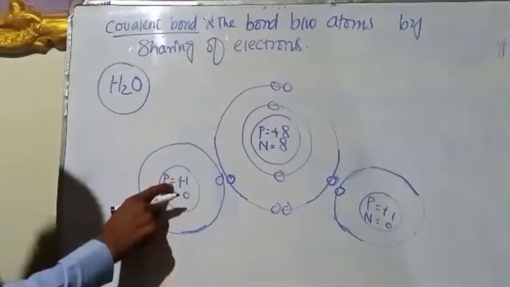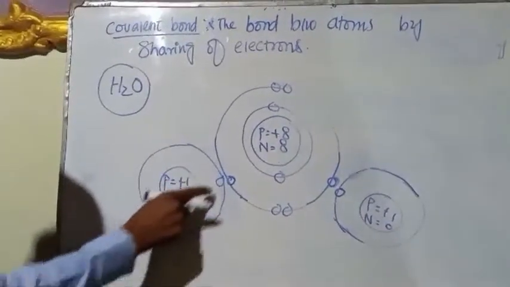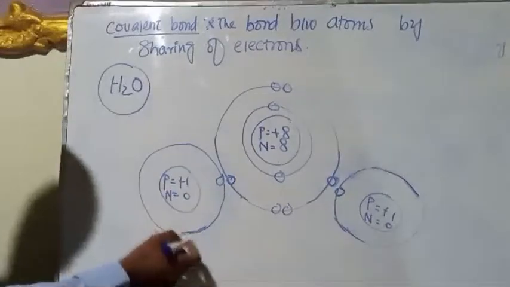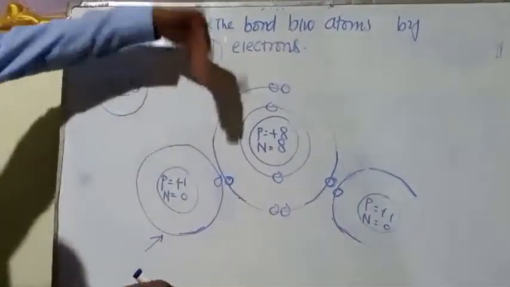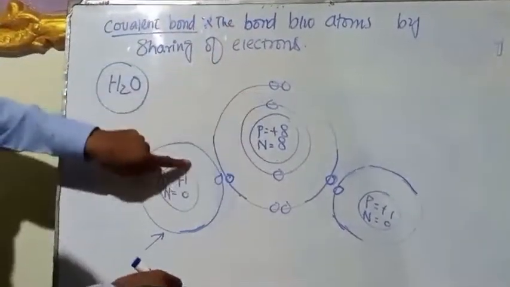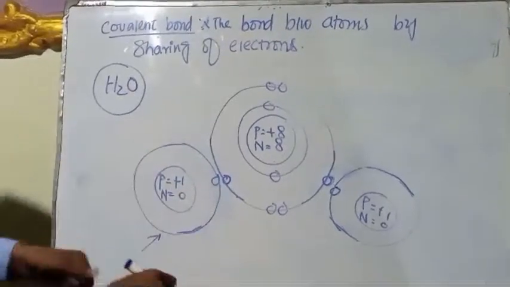So this hydrogen also has 1 proton and 0 neutrons in the nucleus, but has only 1 electron in the shell. So hydrogen follows the duplet rule and oxygen follows the octet rule. Oxygen will complete its outermost shell with 8 electrons and hydrogen will complete its outermost shell with 2 electrons.